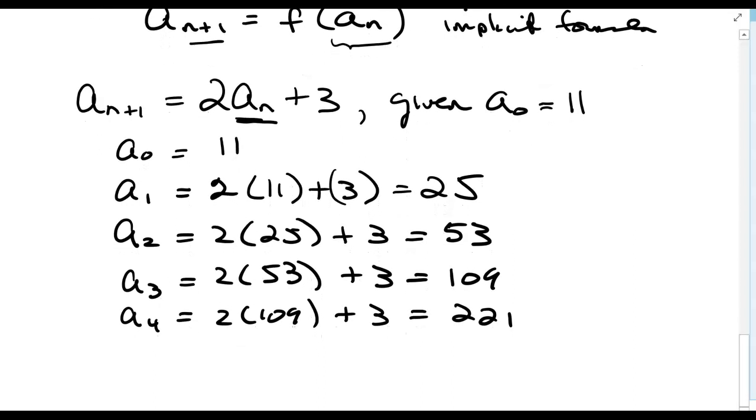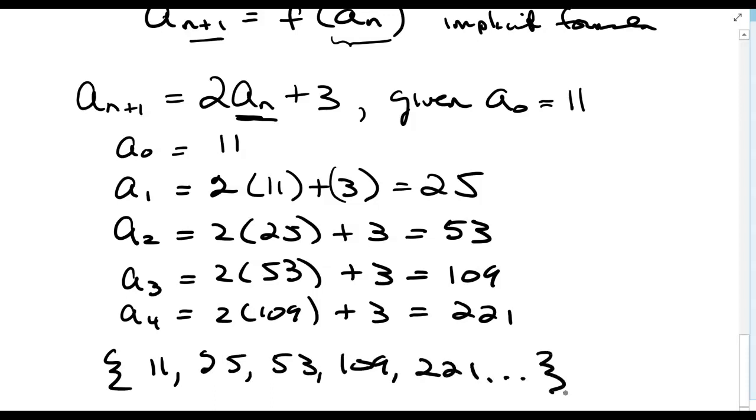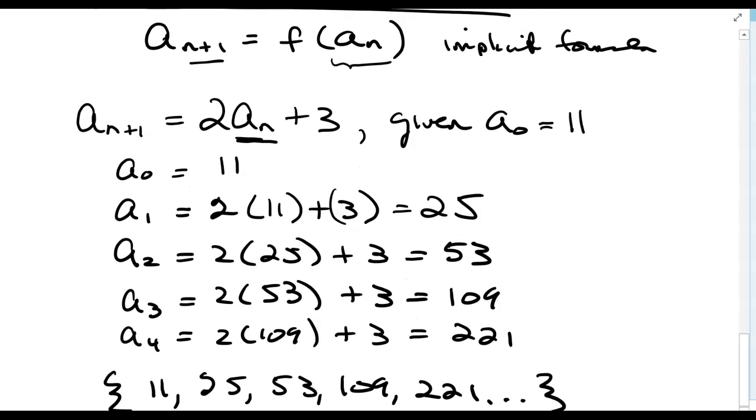And I can say dot, dot, dot. This pattern then equals 11, because that was the starting value, 25, 53, 109, 221. But this is given the recurrence relation.